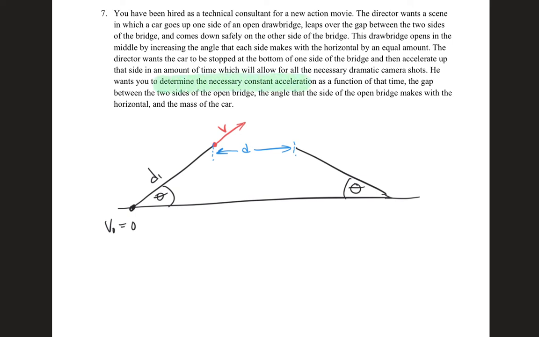Determine the necessary constant acceleration for that time gap between the two sides, angle aside, and the mass of the car, which we won't have in this one, so I'm going to leave that one out since we're dealing with the kinematics instead of the dynamics part at this stage. So we have our diagram that's got all the information on it.